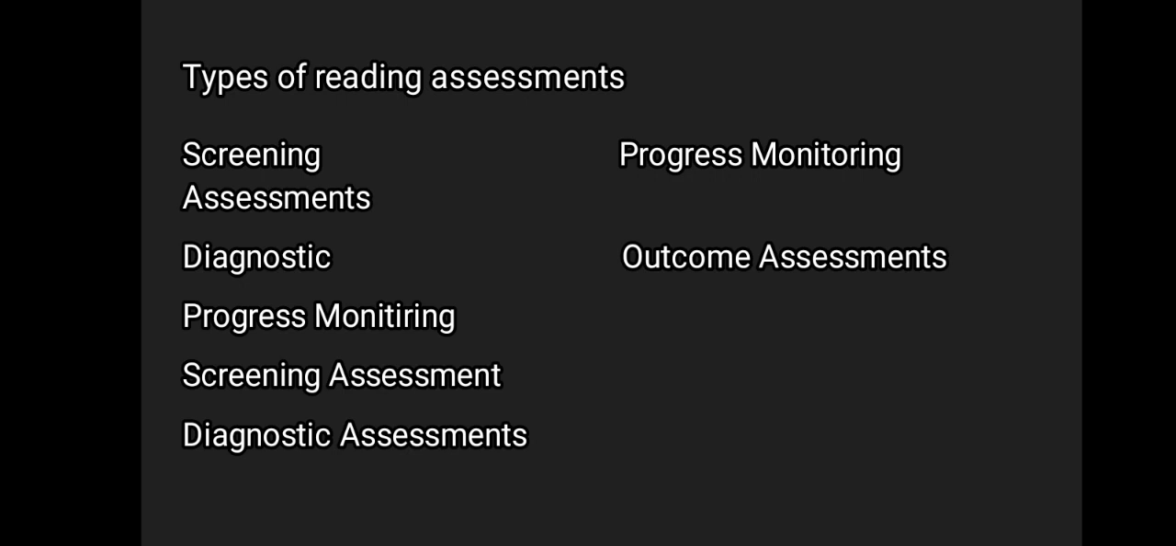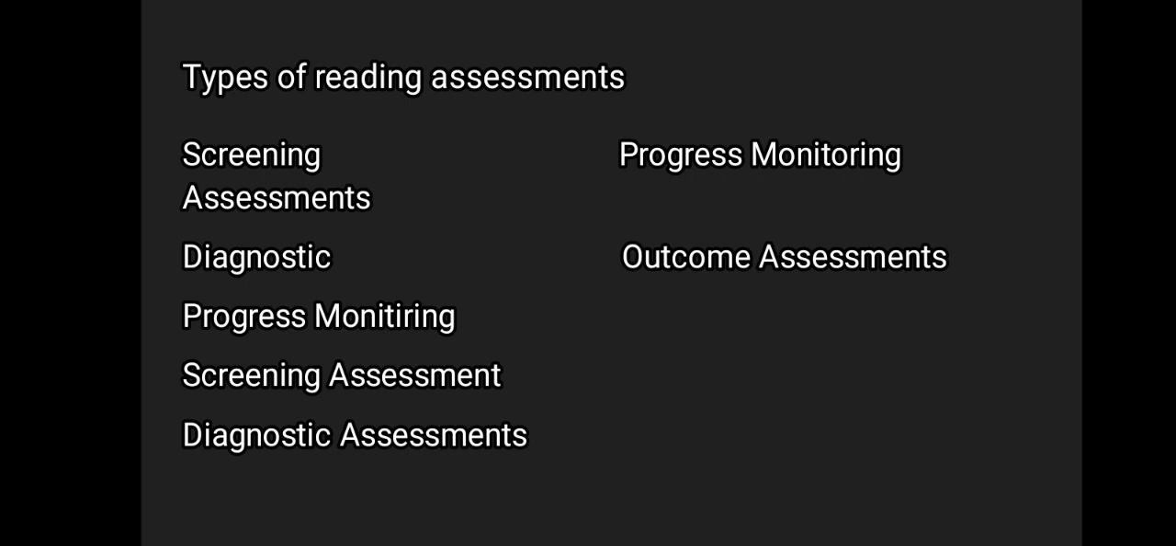And lastly is outcome assessment. The outcome assessment is to provide a bottom line evaluation of the effectiveness of the reading program in relation to established performance level, and that is the types of reading assessment.